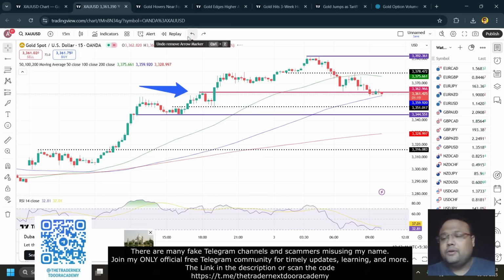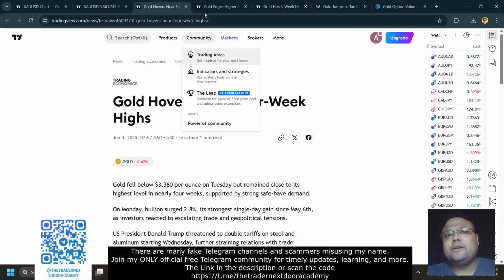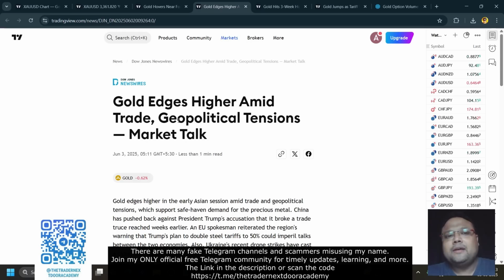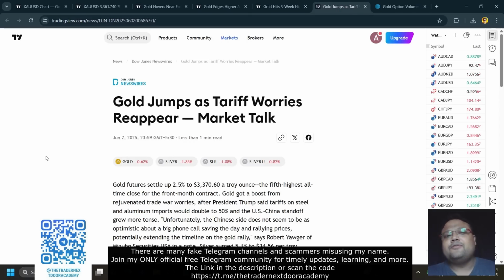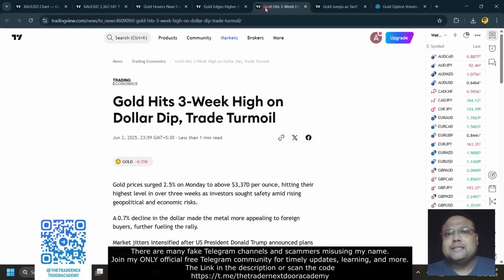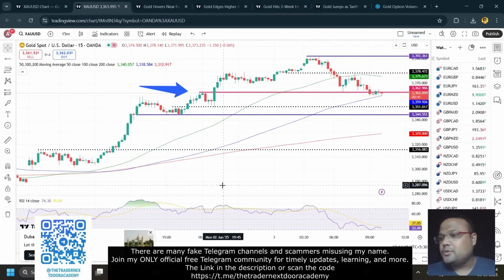If we look at the market sentiment, we can see gold hovers near a 4-week high. Gold fell below 3380 per ounce on Tuesday but remained close to its highest level in nearly 4 weeks, supported by strong safe haven demand. Gold edges higher amid trade geopolitical tensions. Gold hits 3-week high on dollar dip, trade turmoil. Gold jumps as tariff wars reappear. So my dear friends, you can see that gold is bullish both fundamentally and technically. And as long as this uncertainty and turmoil remains in the market, you can expect gold to be bullish only.